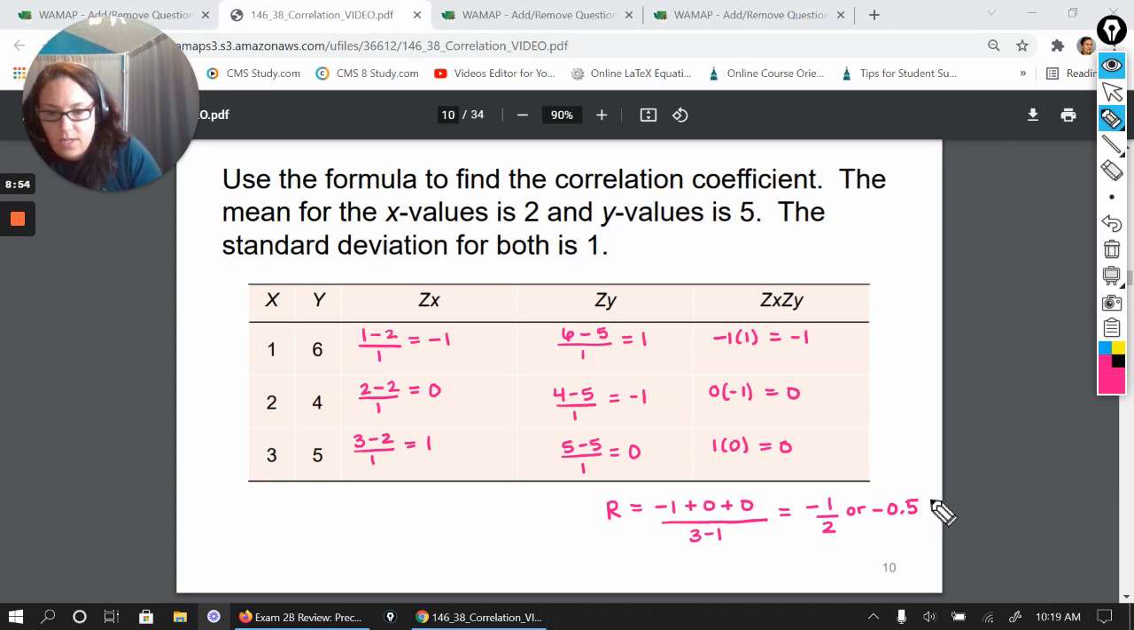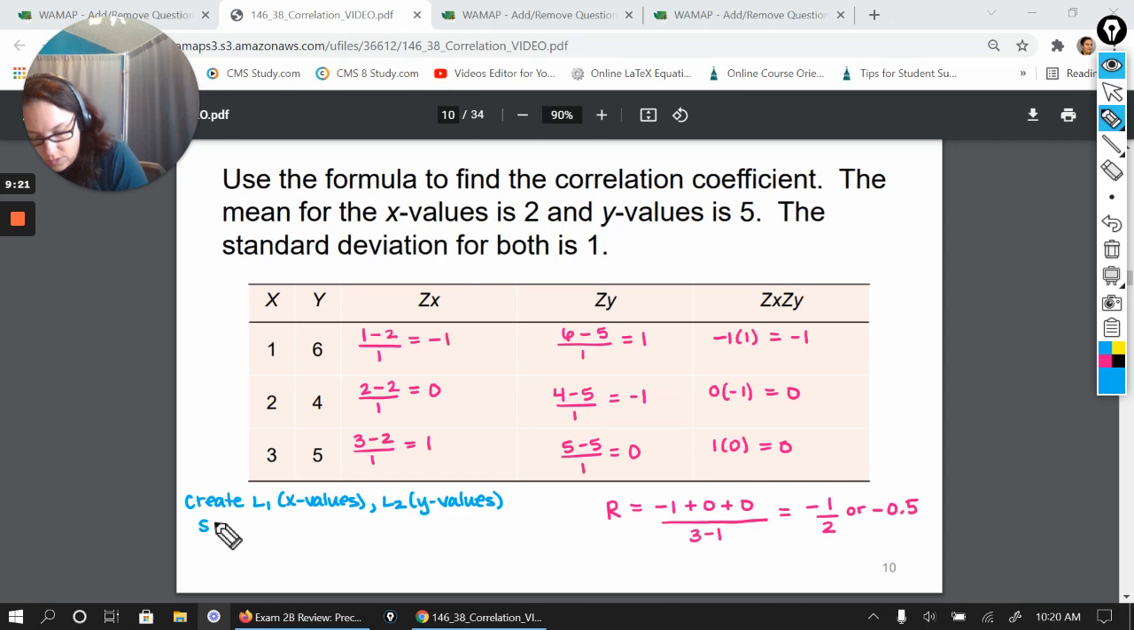Now you could find this same answer using a calculator. If you want to use a TI-84 calculator to find this same linear regression, what you would do is create two lists. So create list 1 for the x values and list 2 for the y values. You can do that by going to Stat and then Edit.